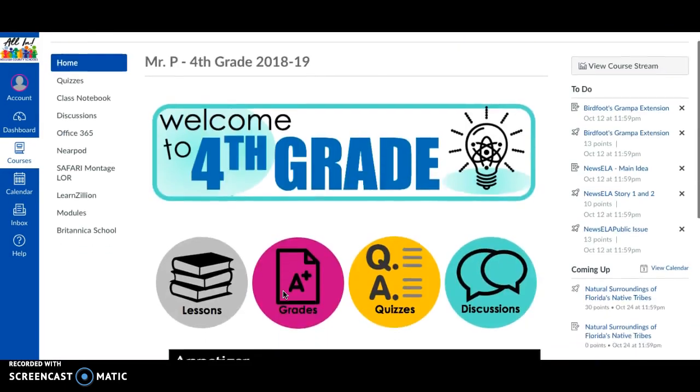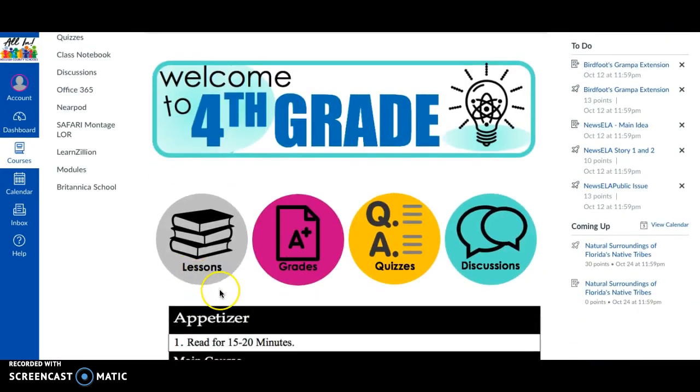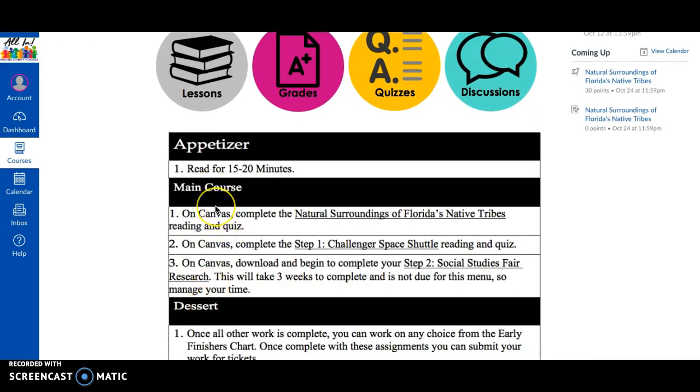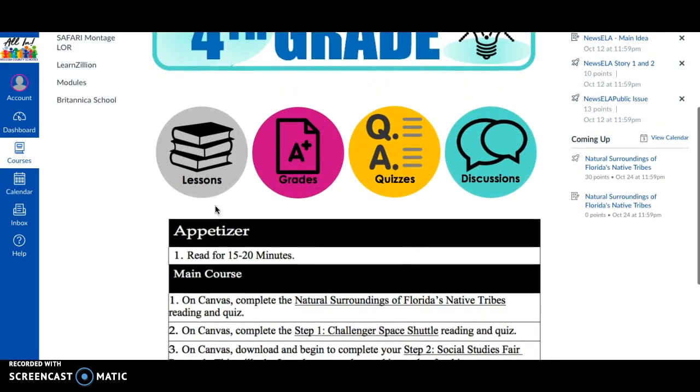And then this appears lessons. This is where you get to all your main course items. And then grades are like the points you get for each of your main course things. And quizzes. Those are some of the main course things that you can get to from here too. And discussions, we haven't really done that though.